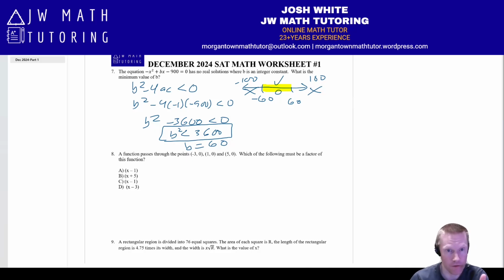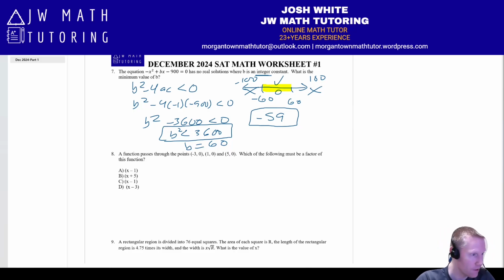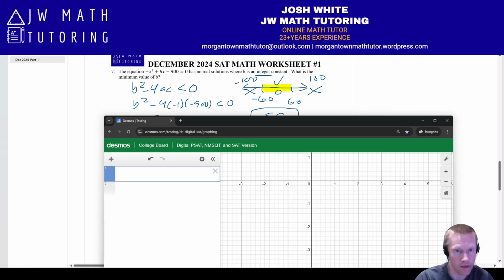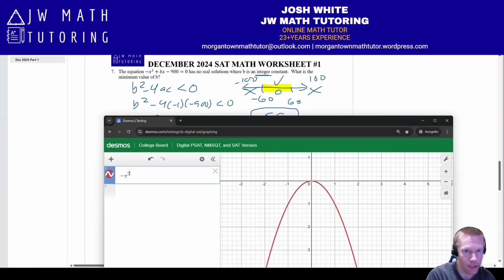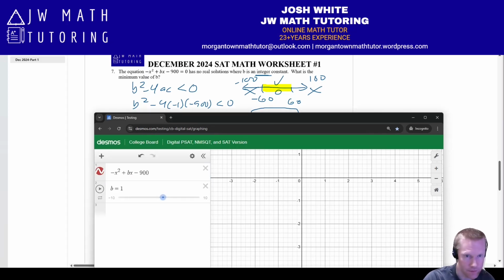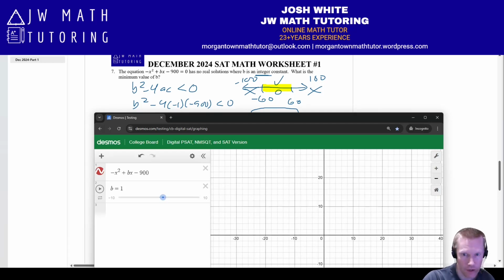So what's the minimum value of b? Here's where you have to be very, very careful. It's not negative 60. For this problem, at least the way that I worded it, because I said b is an integer, the correct answer is negative 59. Now, we can go to Desmos and confirm that, because if it's negative 60, then it is going to have exactly one real solution. Now, so we zoom out here.